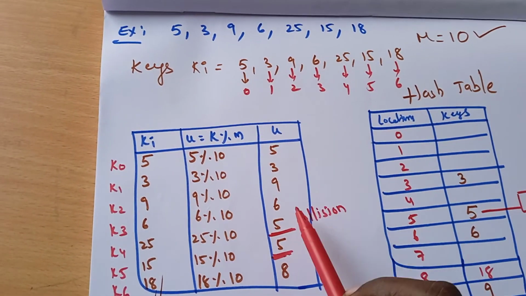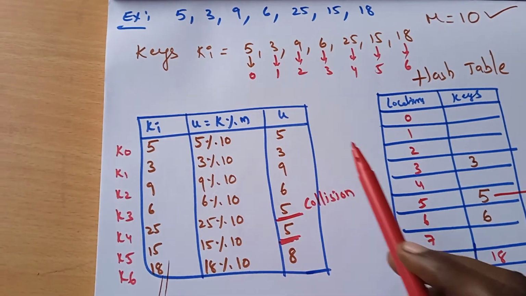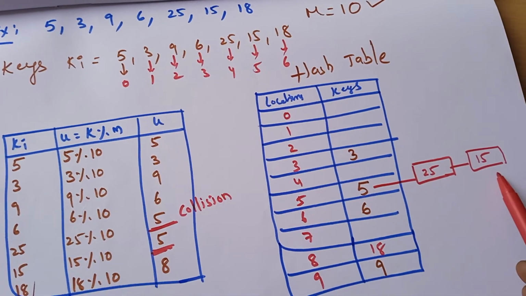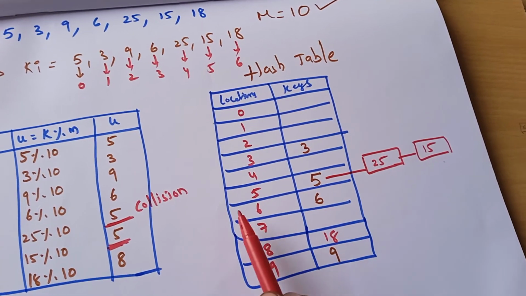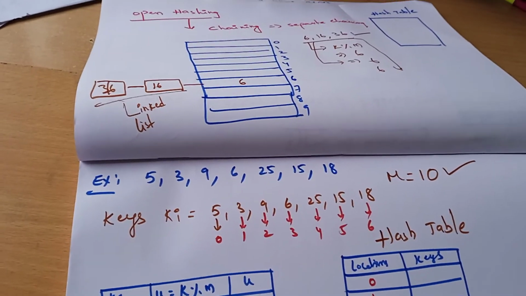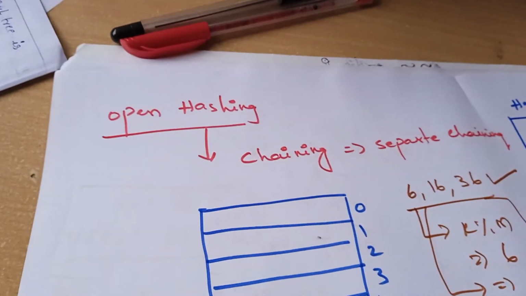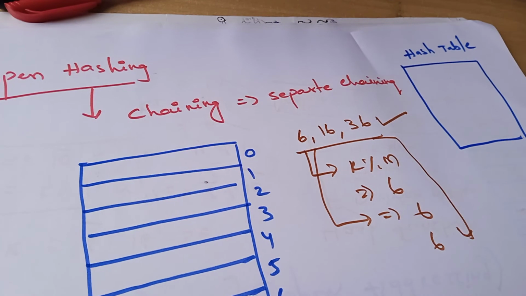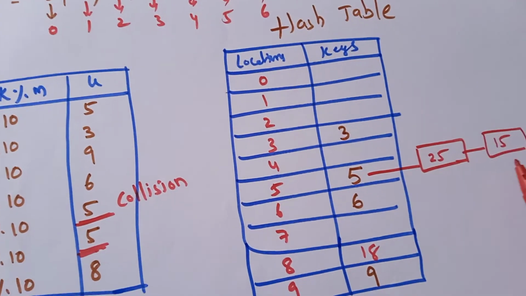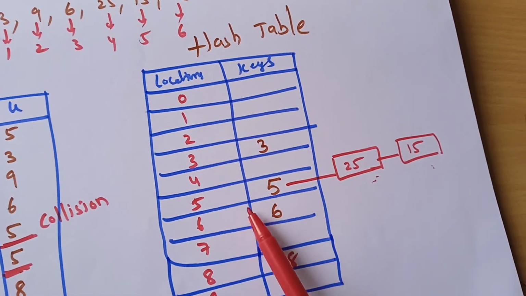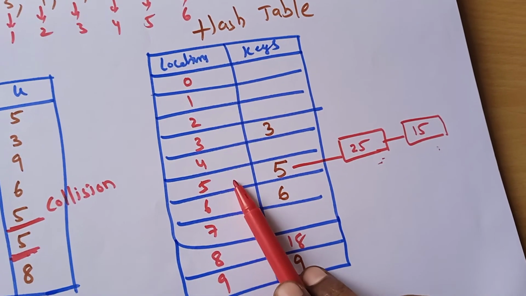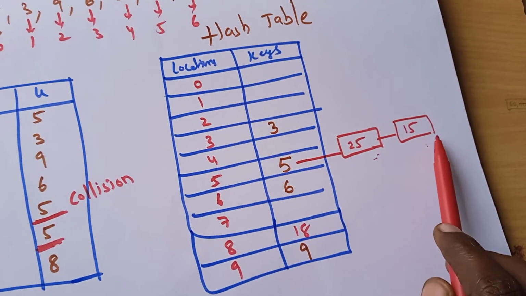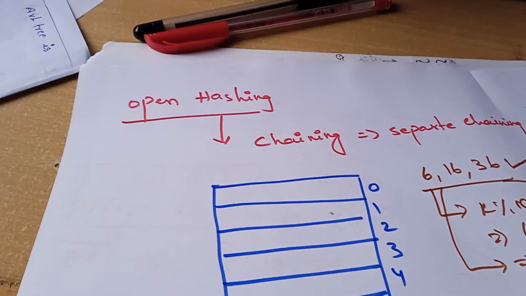So when one location is already occupied, only then will separate chaining be implemented. So the collision resolution technique as far as open hashing, or closed addressing, is concerned is separate chaining. We'll implement it like this: we'll take a separate chain against the location where we wanted to place the element using the hash function. So this is the collision resolution technique in open hashing.